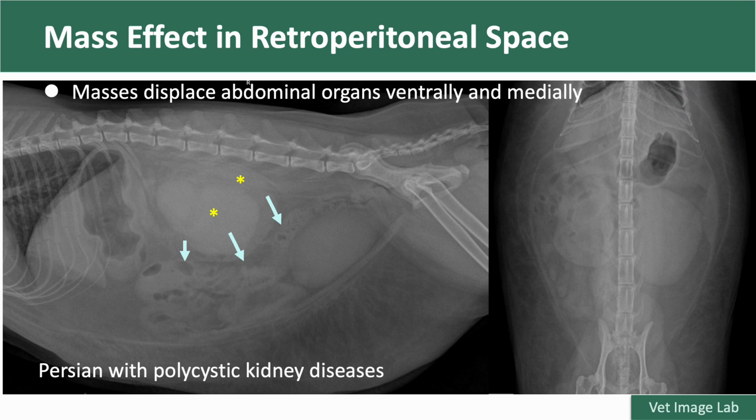This is a typical example of a mass effect originating from the retroperitoneal space. It results in ventral and medial displacement of abdominal organs, especially the intestines. This displacement pattern is characteristic of retroperitoneal masses, such as renal tumors or adrenal gland enlargements.